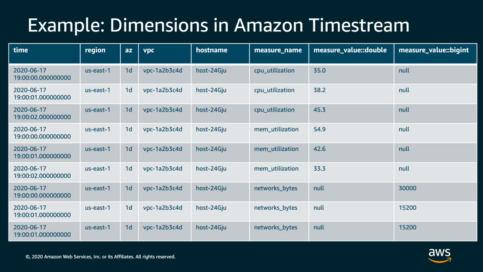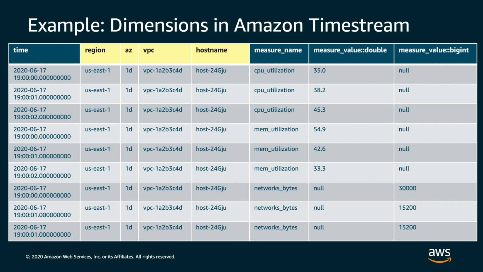So just to go over this particular example, we have some records for Timestream in a table here. And what you'll see here, looking over the top, are the user-defined dimensions. So region, availability zone, VPC, and host name in this particular case make up that unique set of dimensions.